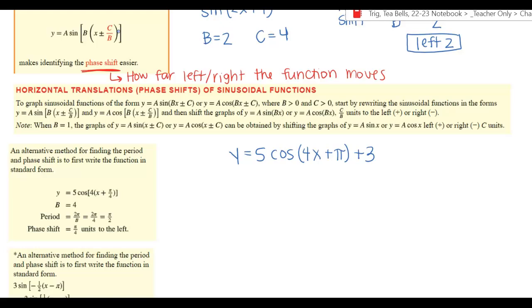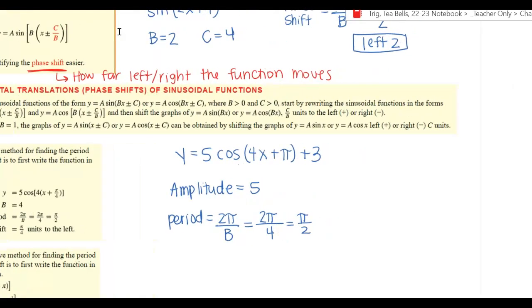So the 5 outside of the cosine, out front, is going to tell us our amplitude. That tells us how tall the graph is going to go from our midline. The period, if you remember, is 2 pi over b. B is the coefficient on x, which is 4, so this simplifies to pi over 2. The period is how long it takes to get through one full cycle. If we traveled from 0 to pi over 2, we would get through one full cycle of sine or cosine, depending on what we were looking at.